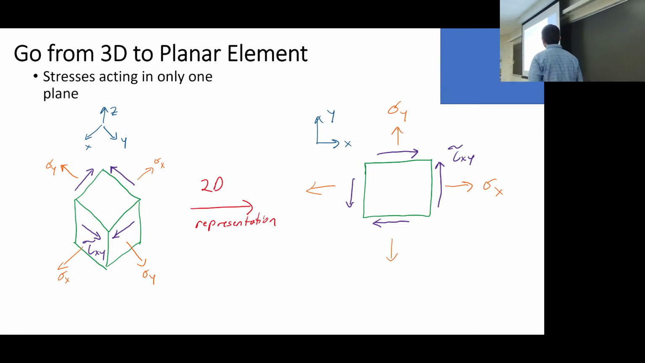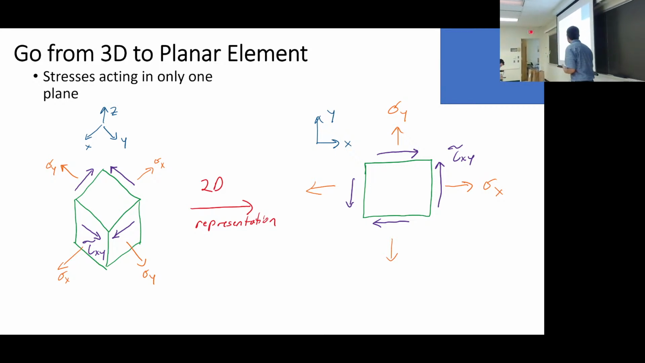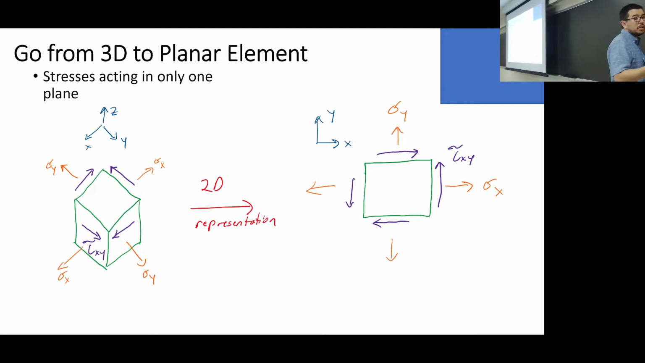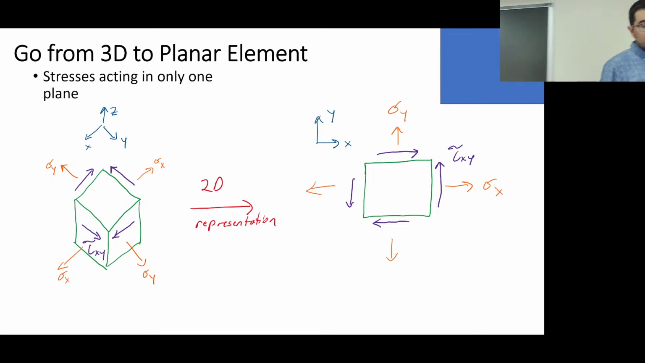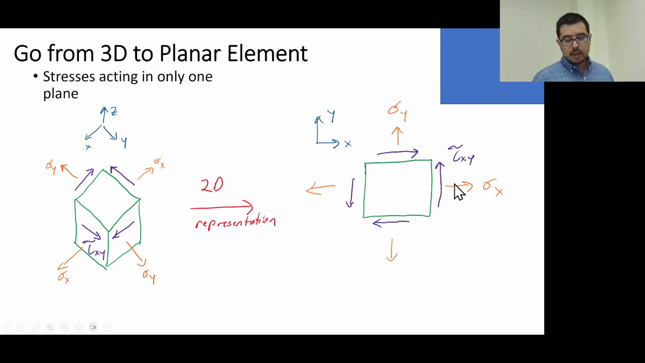Even if I replace X with Y and I replace Y with Z, I would still end up with arrows going into this corner and arrows going to the bottom left corner. That's the conventional way of drawing it, and it also follows the convention we said: this is the X face, this is the positive Y direction, and that's tau xy.